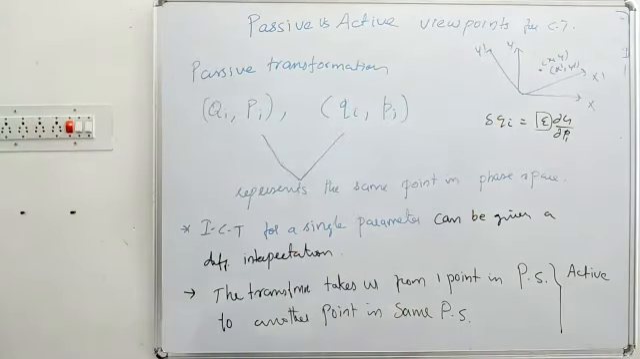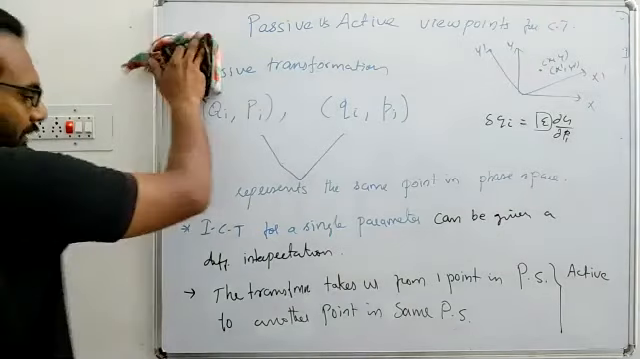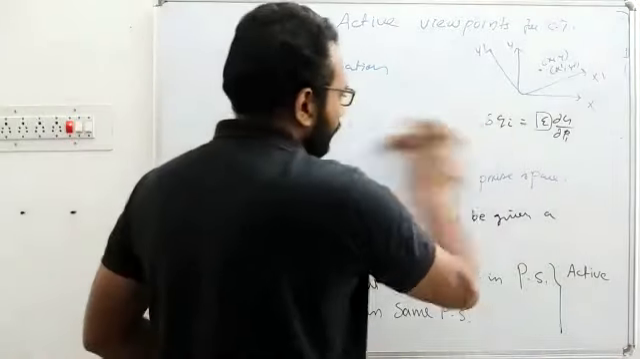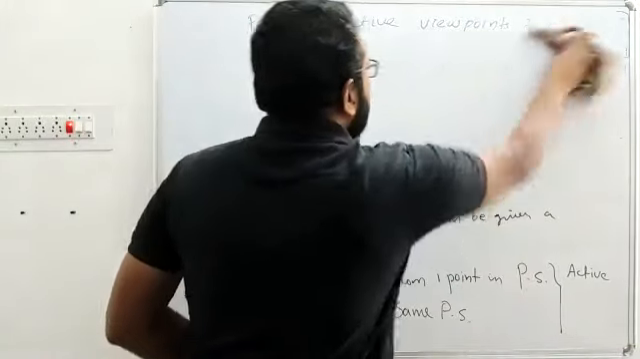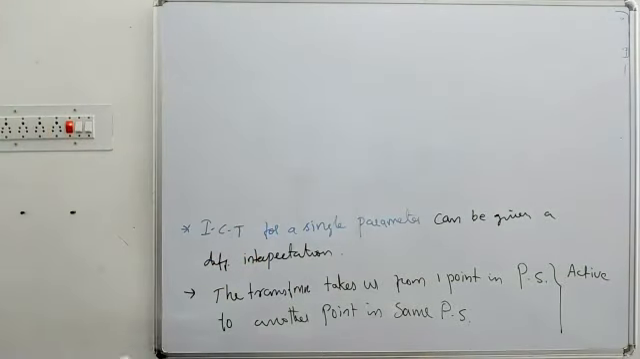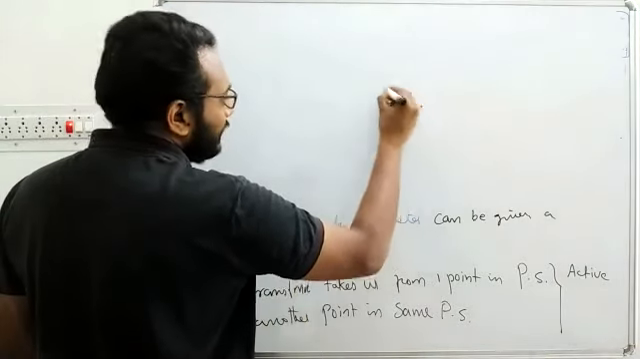Right. So the infinitesimal canonical transformation can be given a different interpretation. We can say that the infinitesimal canonical transformations will take us from one point to another in the same phase space. Whereas in passive transformation, we are talking about a change in coordinate system, here we are actually talking about the movement of the point in the same phase space.